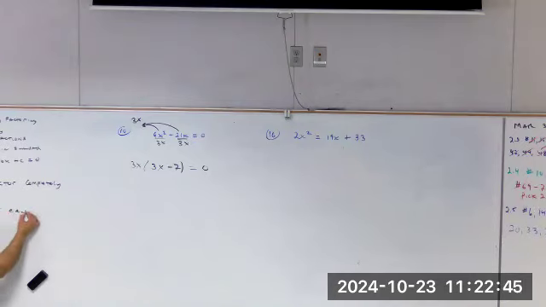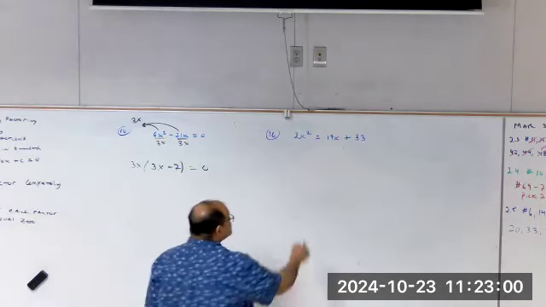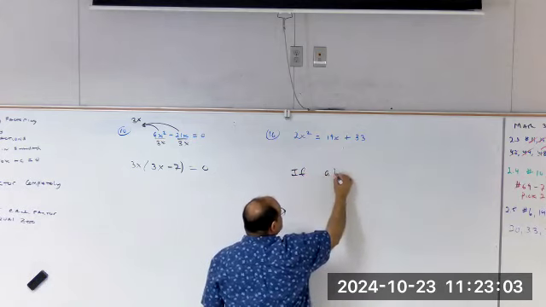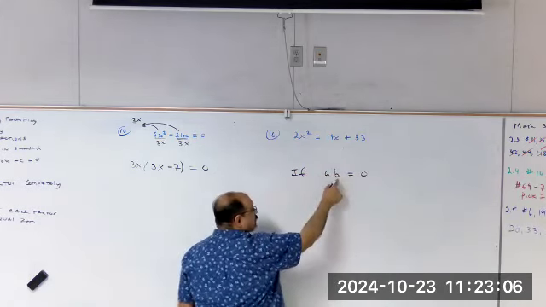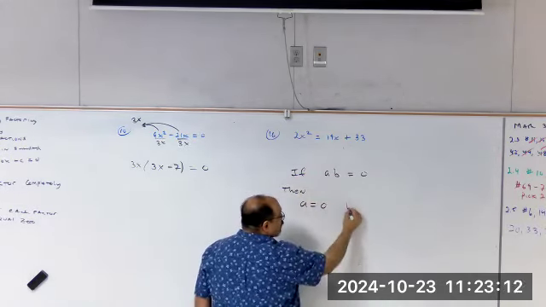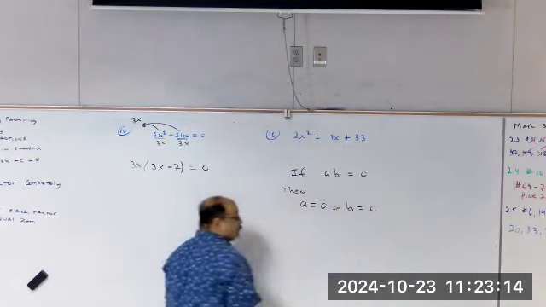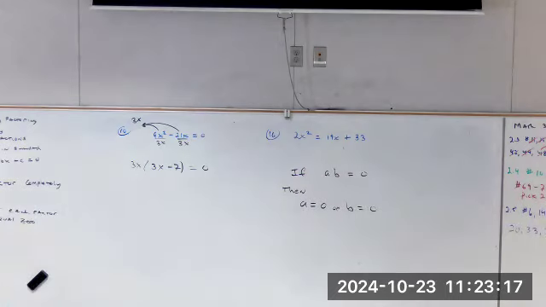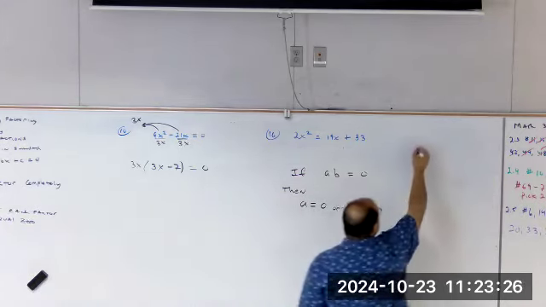Then you let each factor equal 0. This is called the zero product property. If A times B is equal to 0, if you have a product that's equal to 0, then either A is the 0 or B has to be the 0. The only way you can make 0 is one of them has to be 0. And that's only true if it's 0. It doesn't work if you have A times B equals 6.